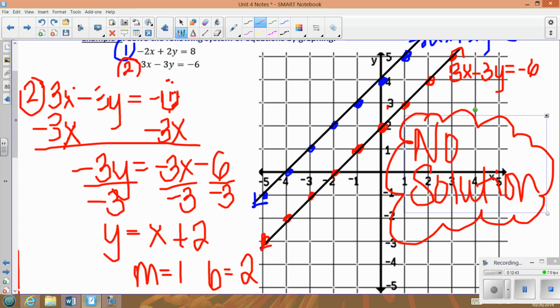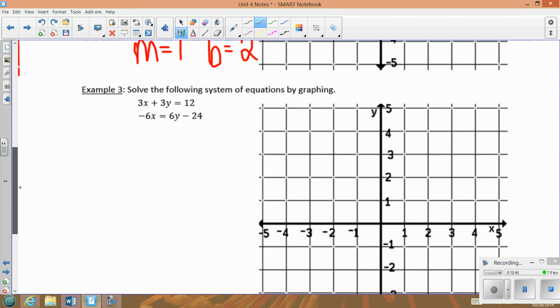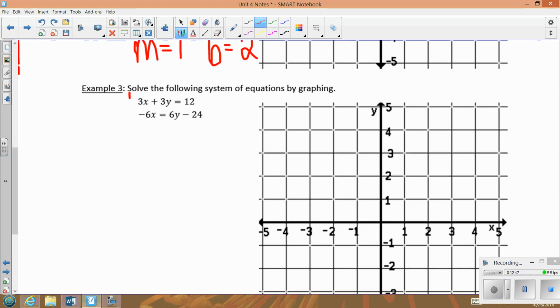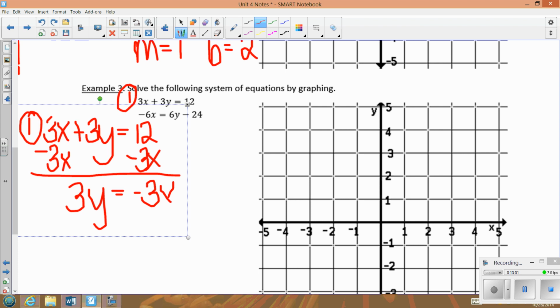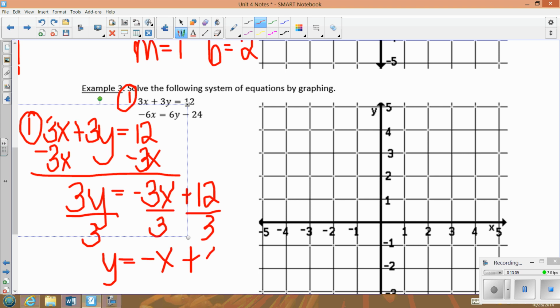Let's look at one last example. So again, we're going to start it off the same way. So I have 3x plus 3y equals 12. Get the y by itself. So divide everything by 3. Y equals negative x plus 4.